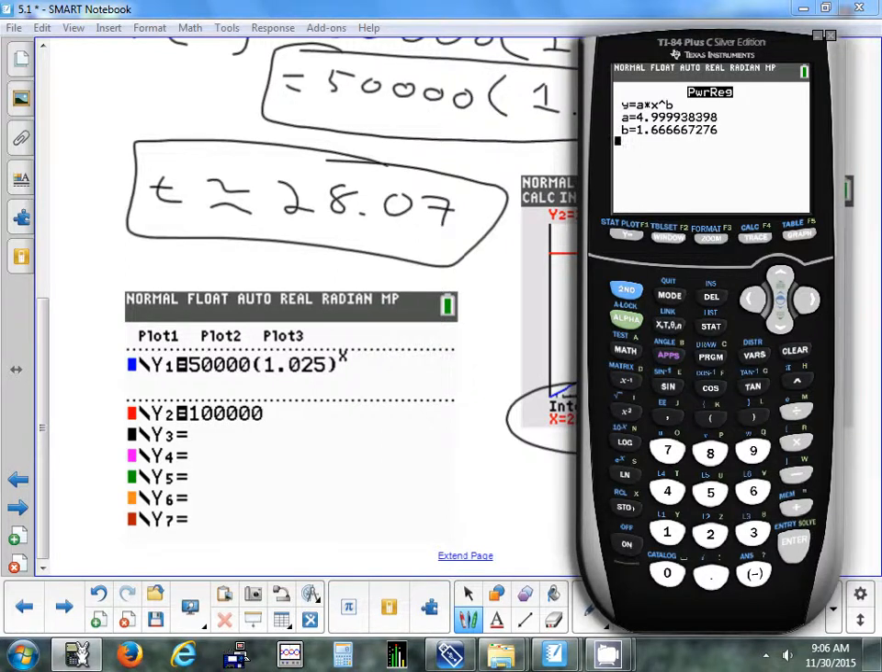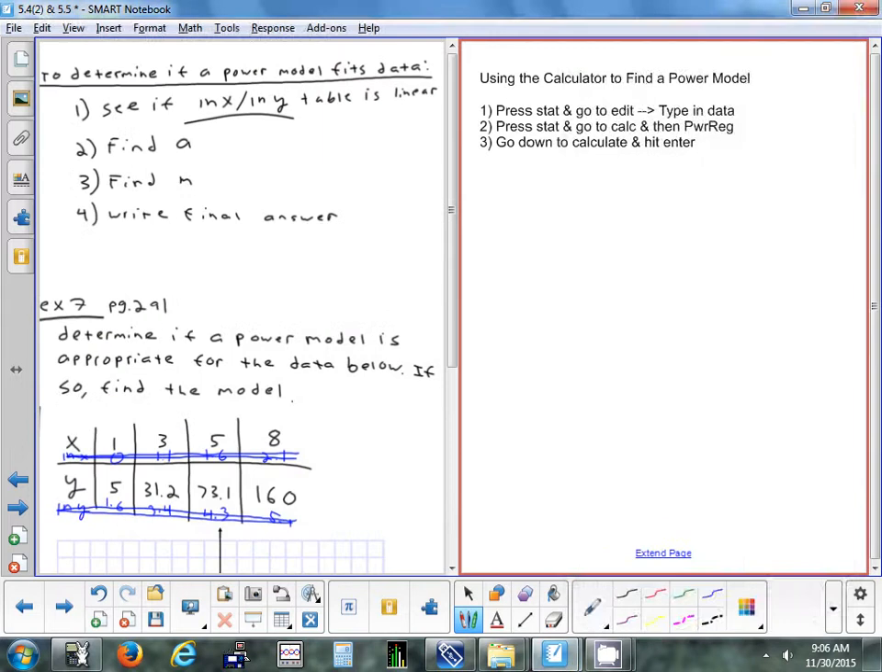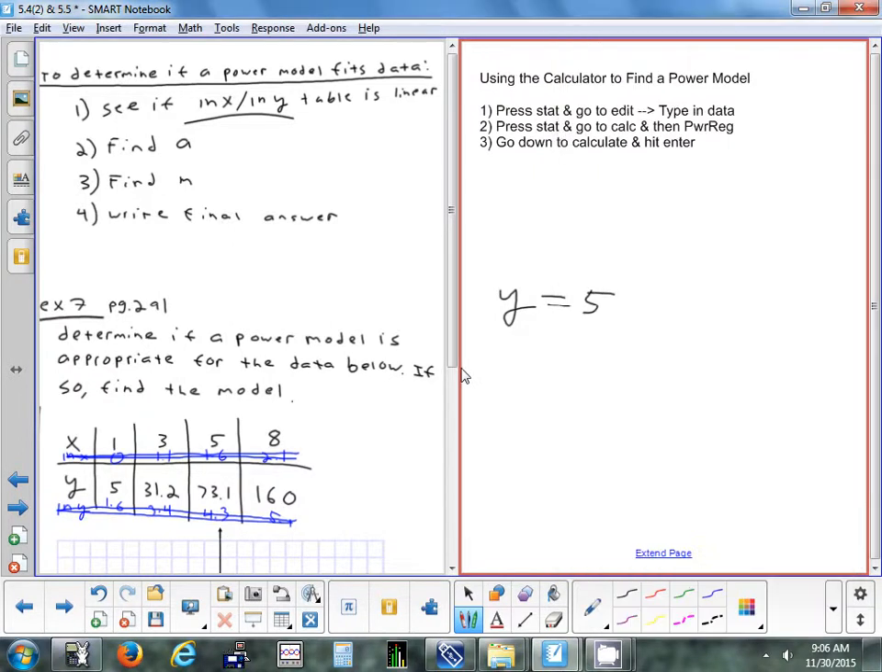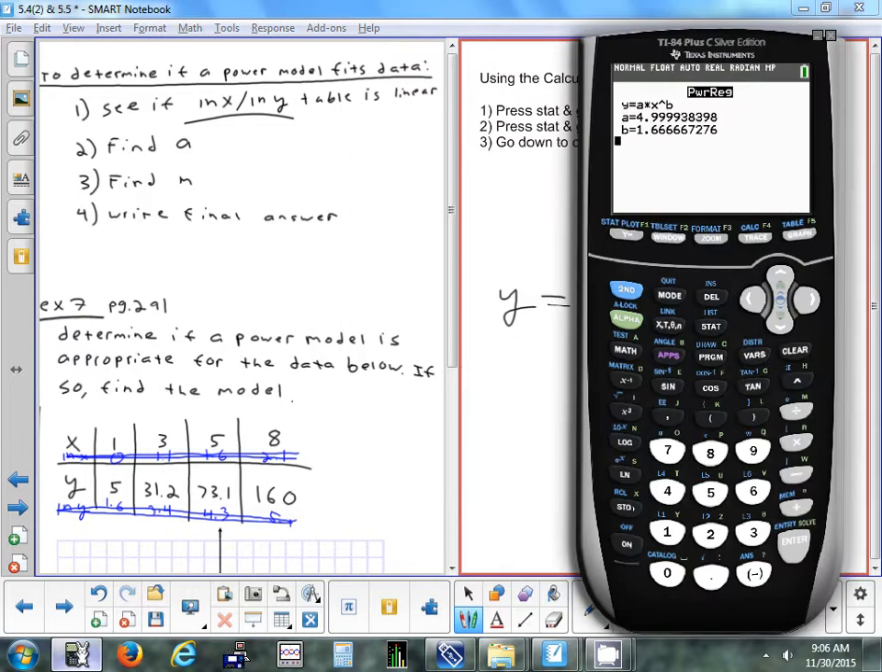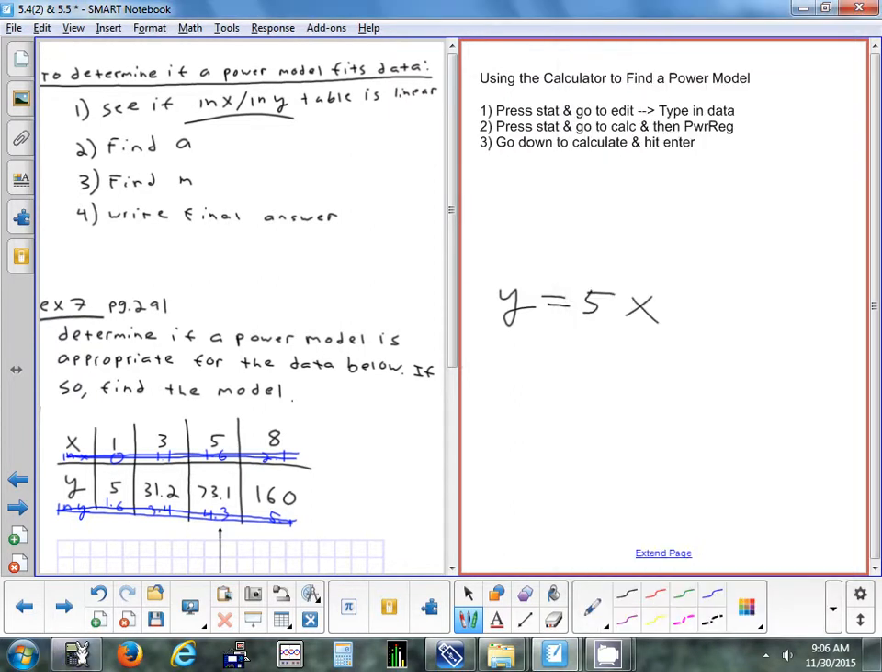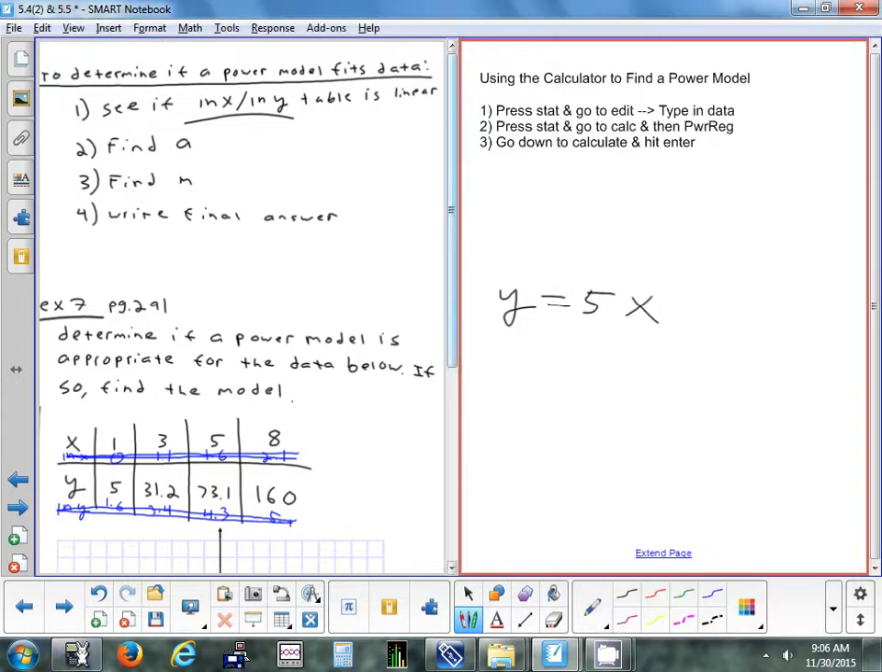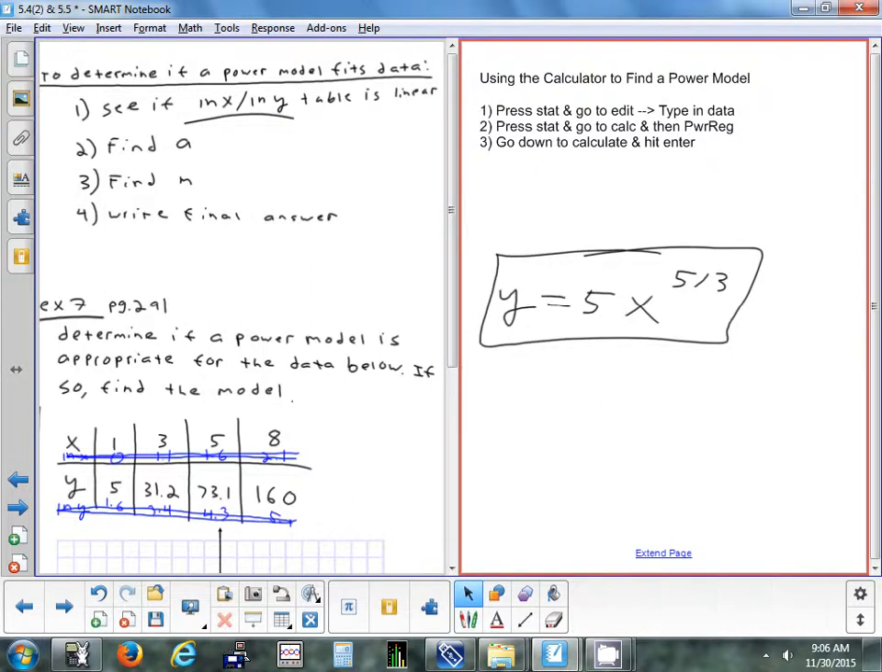All right. So let's write our answer. So we've got y equals, okay, fill in 5 for A. Okay, we leave the x. And then fill in 5/3 for B. And that's a power model for our data. I'll graph that in a second, and then I'll graph these points, and I'll show you it goes right through it perfectly.